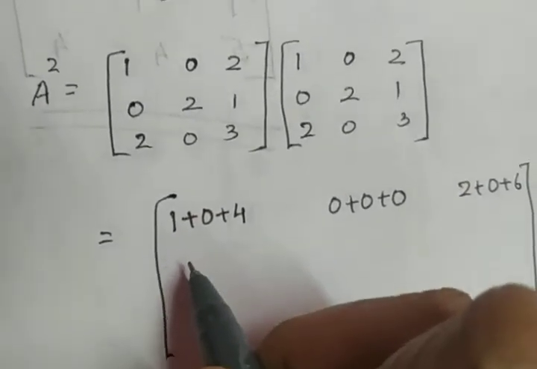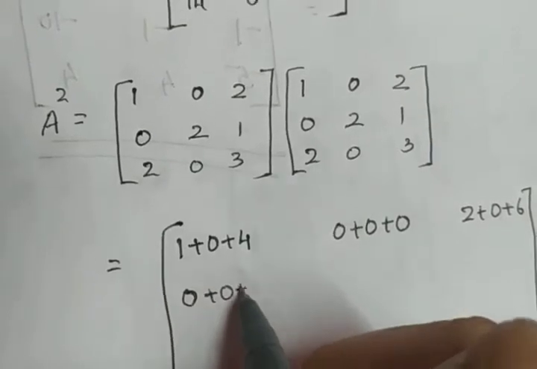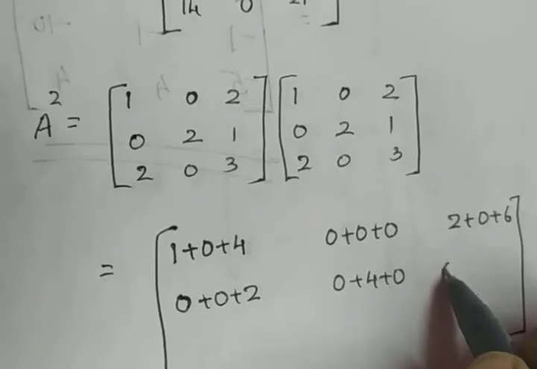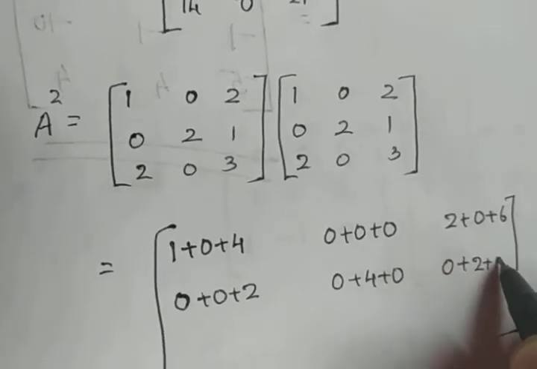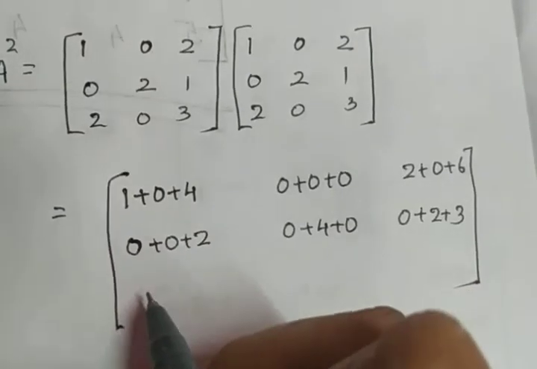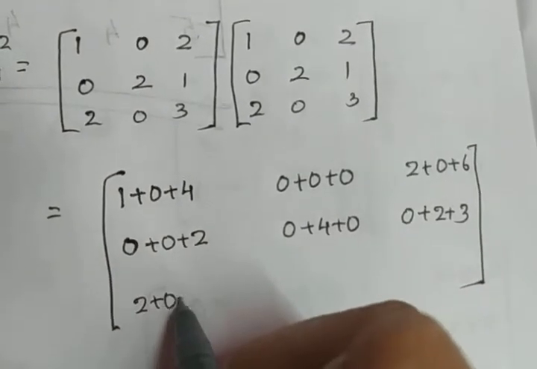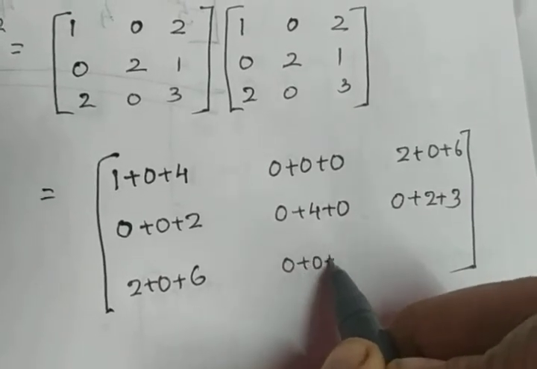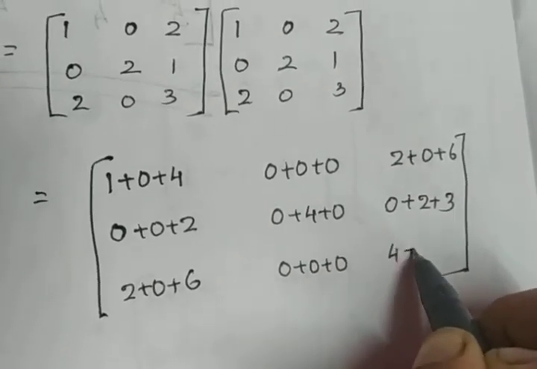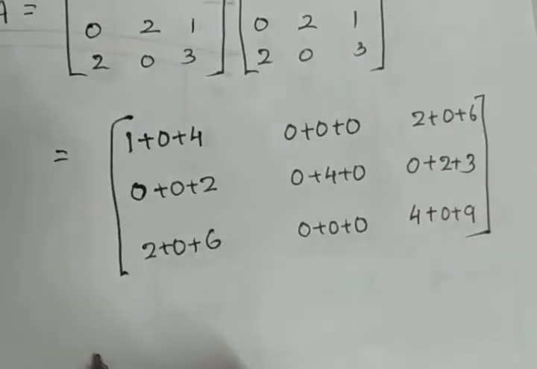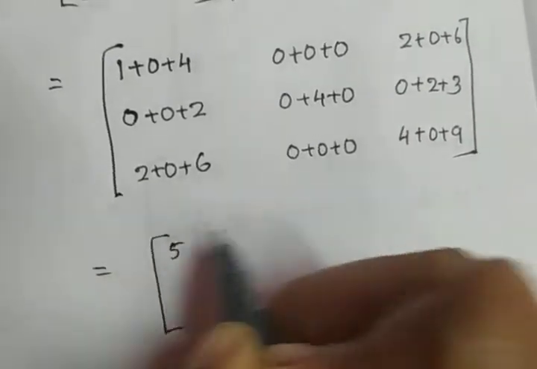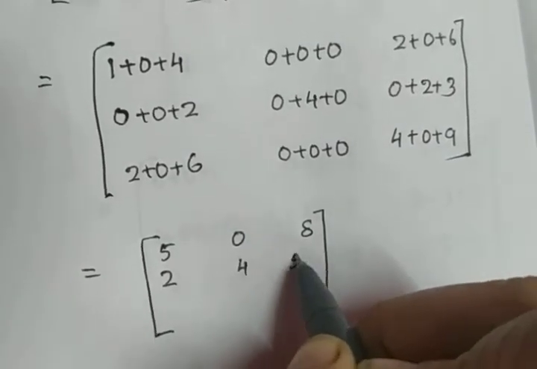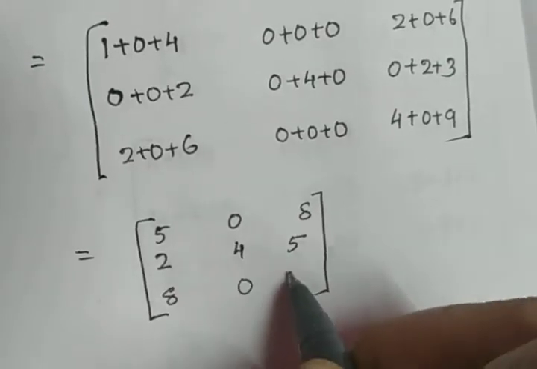Okay, what about the second row? 0 plus 0 plus 2. Again 0 plus 4 plus 0. The next one will be 0 plus 2 plus 3. And the third row will be 2 plus 0 plus 6. Again the second element 0 plus 0 plus 0. The last element will be 4 plus 0 plus 9. And we are getting the value as 5, 0, 8, 2, 4, 5 and 8, 0, 13.